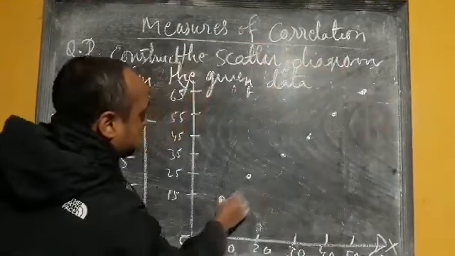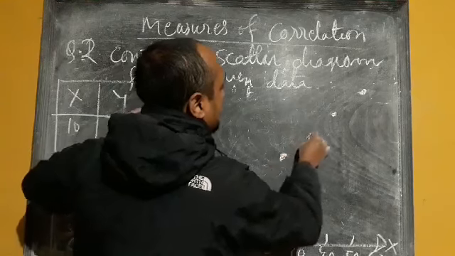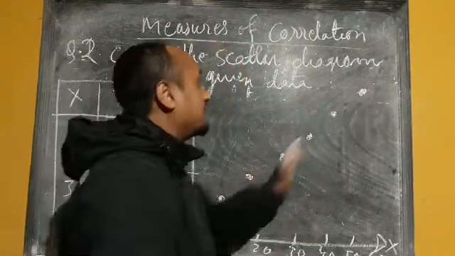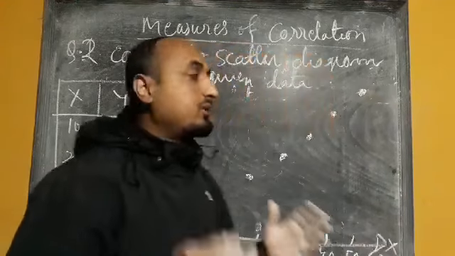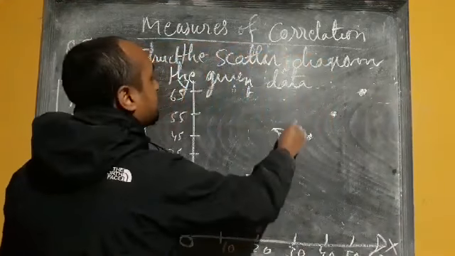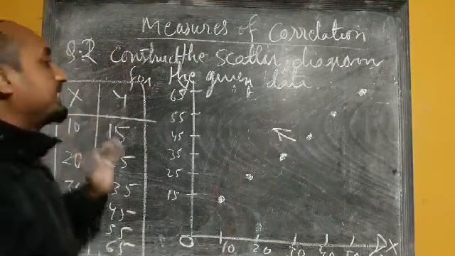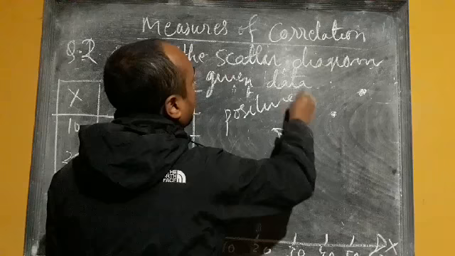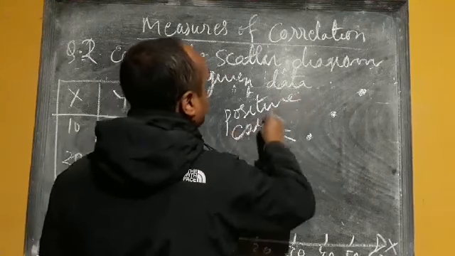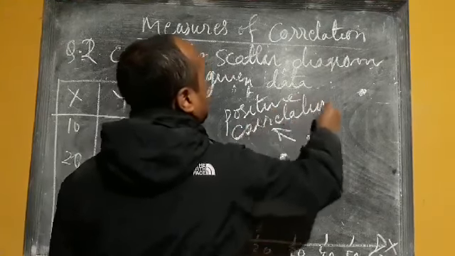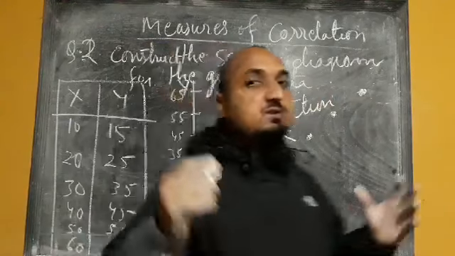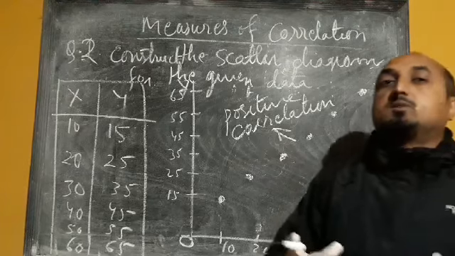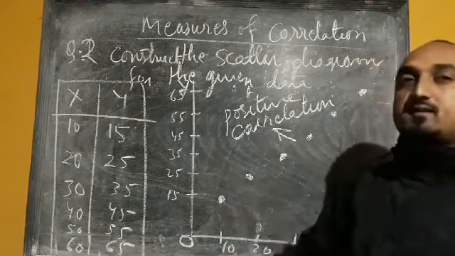So here we can see that the points are moving in the upward direction from the left corner to the right corner. So we can say that whatever relationship there is between these two variables x and y, there is a positive correlation. So this is the way to determine the correlation between two variables in the case of a scatter diagram.